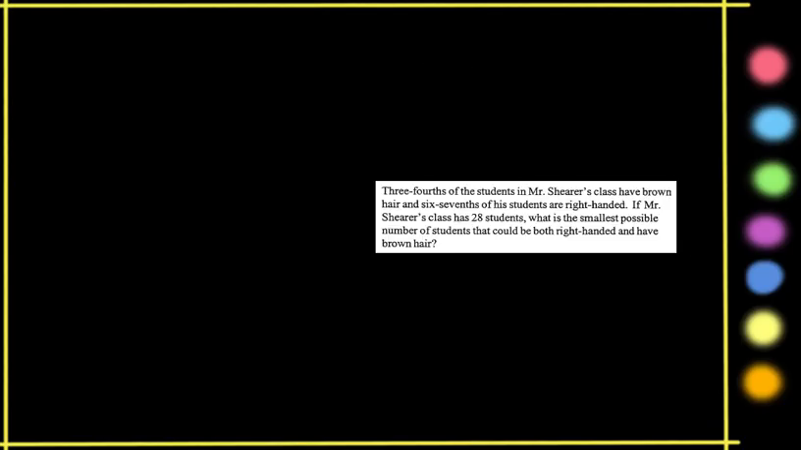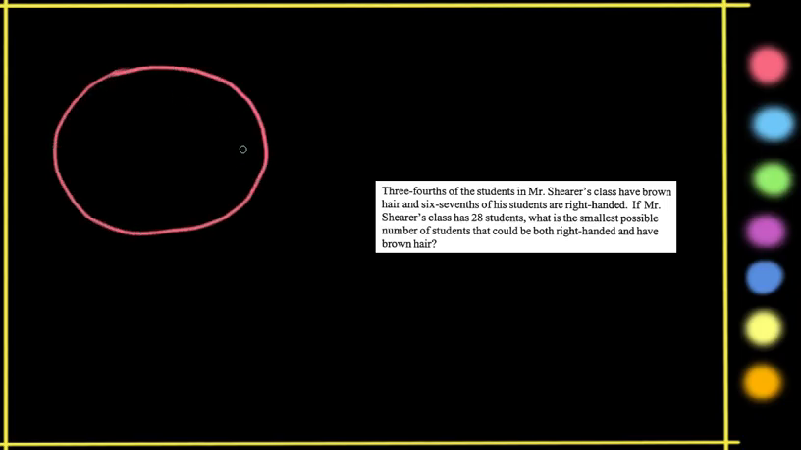Okay, let's take a look at the next one. So this says 3/4 of the students in Mr. Shearer's class have brown hair, and 6/7 of his students are right-handed. If Mr. Shearer's class has 28 students, what is the smallest possible number of students that could be both right-handed and have brown hair? So sometimes I think it might be useful to do a Venn diagram here.